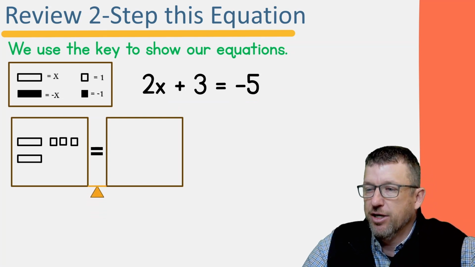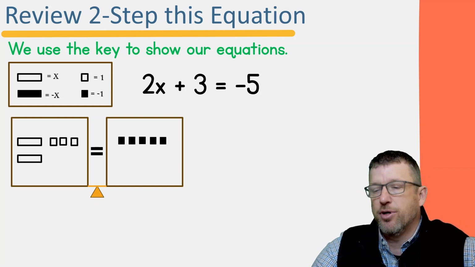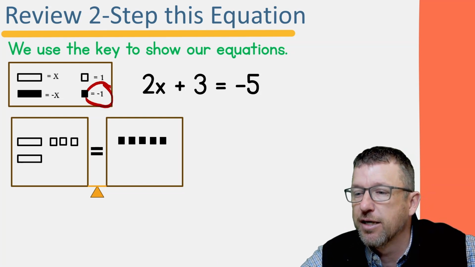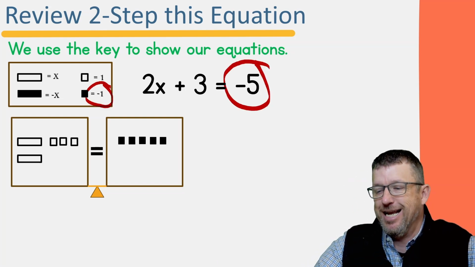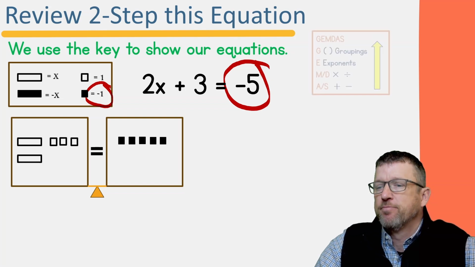I put an equal sign in the middle because this is an equation. And then finally, I put -5. I put 5 filled in squares because each one of those represents -1. And I want to represent -5. Okay.